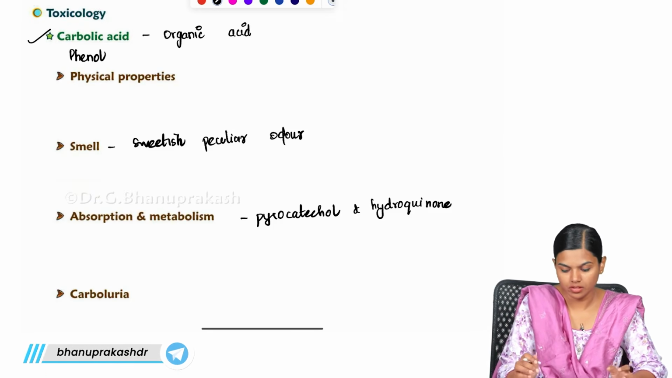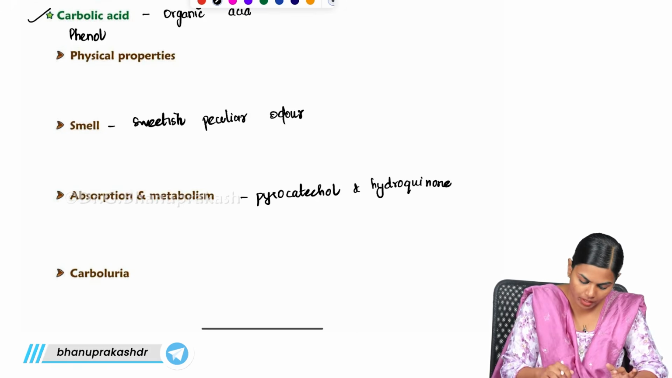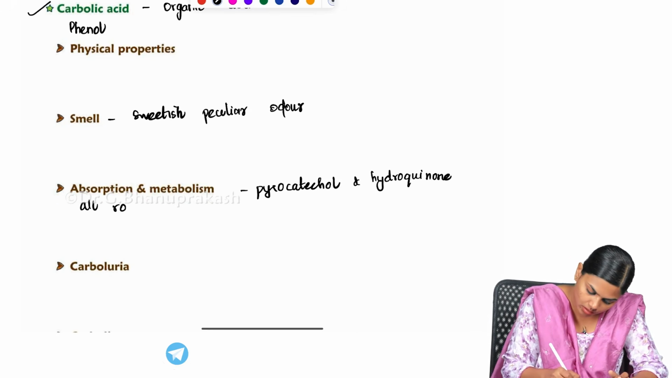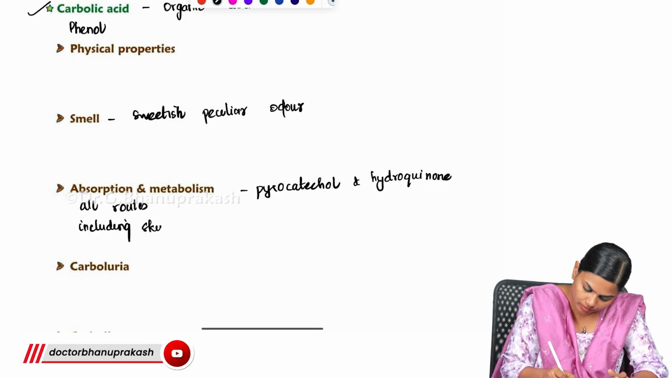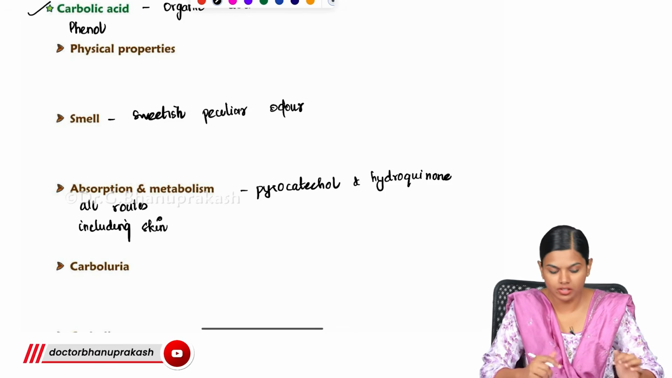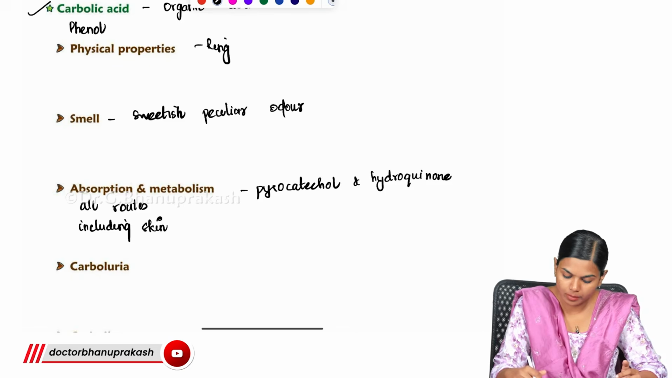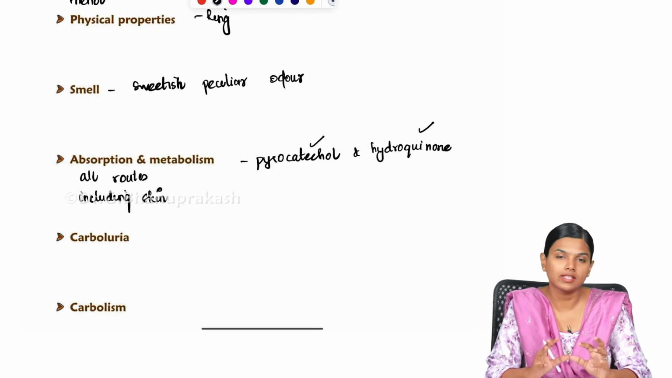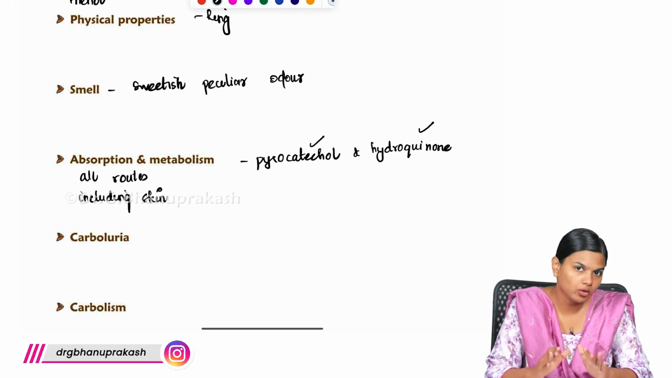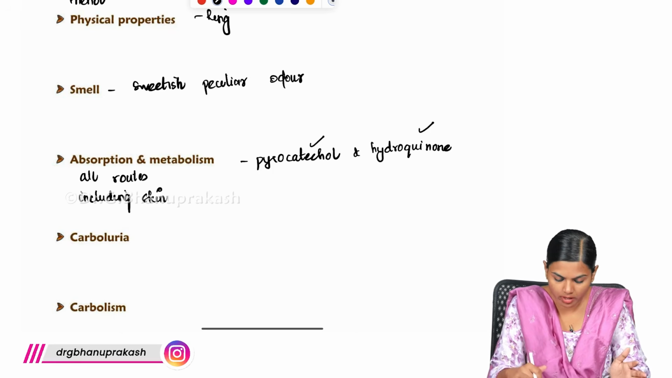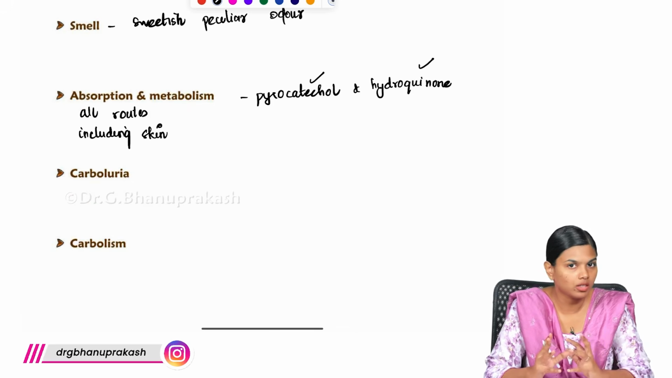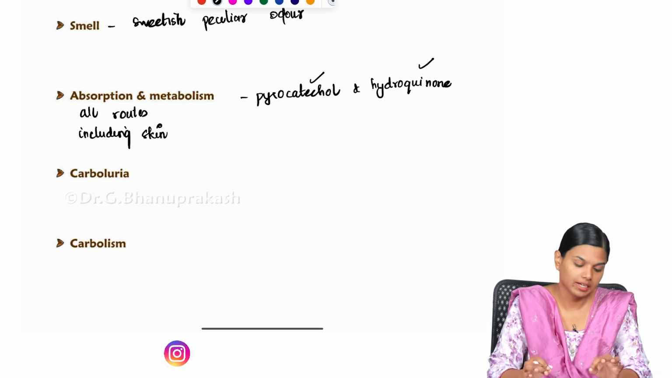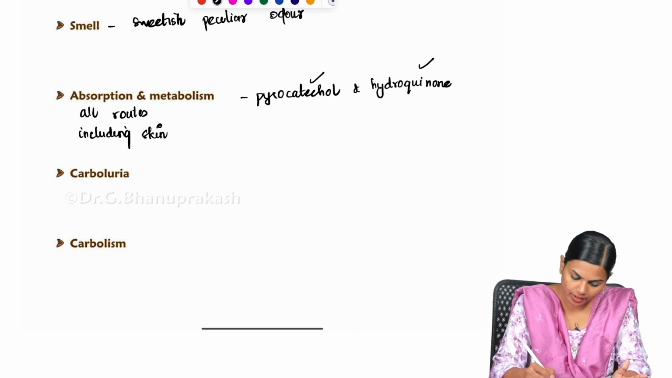It consists of this organic chain, and when it is absorbed, it will be absorbed by all routes, including skin. And when it is absorbed, the ring structure will be divided into pyrocatechol and hydroquinone. So the carbolic acid will be divided into pyrocatechol and hydroquinone. And this pyrocatechol, mainly all the metabolism happens in the liver.